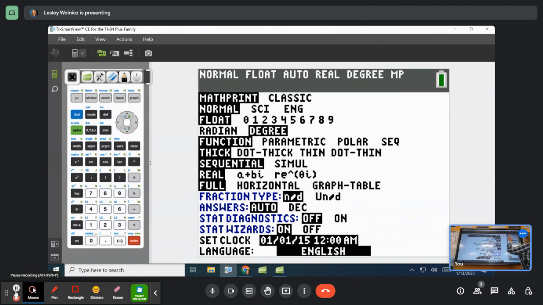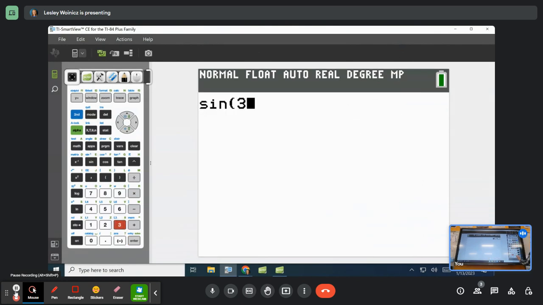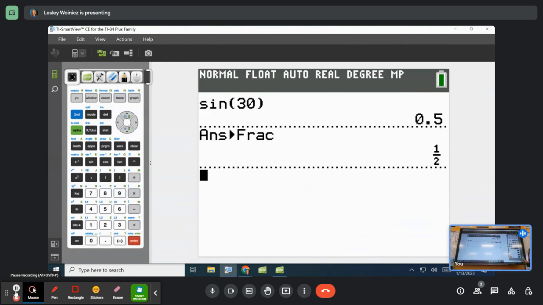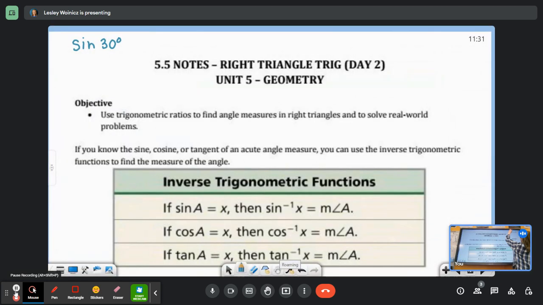Okay. So did I say sine? Okay. So if I do the sine of 30 degrees, it should give me a ratio. And if I do math, enter on it, it gives me the ratio of 1/2. So I know that the sine of 30 degrees is 1/2. And what that tells me is that's the opposite over the hypotenuse.